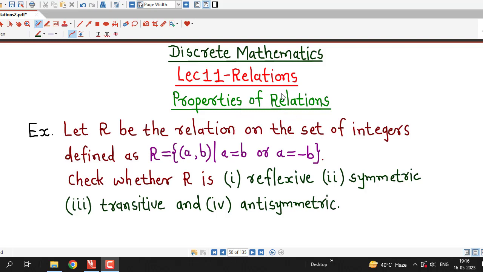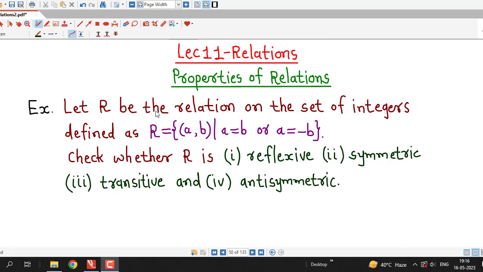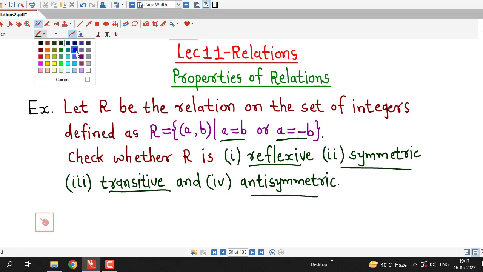In this lecture also we will discuss one more problem on properties of relations. So we consider this example. Let R be the relation on the set of integers defined as R equal to ordered pair (A, B) such that either A equal to B or A equal to minus B. Check whether R is reflexive, symmetric, transitive and antisymmetric.